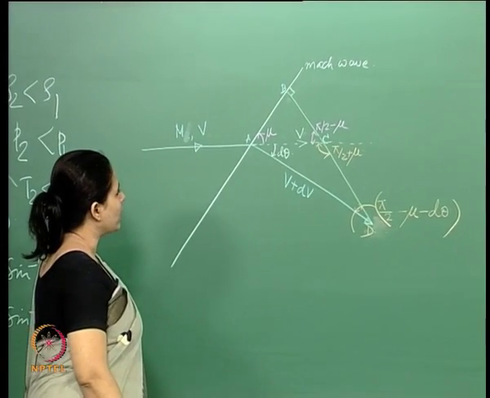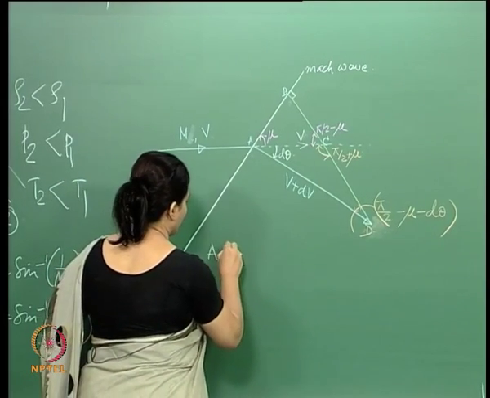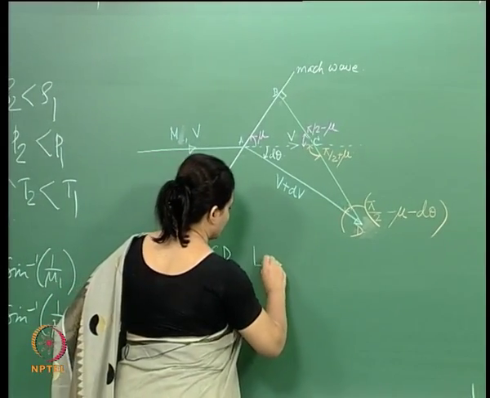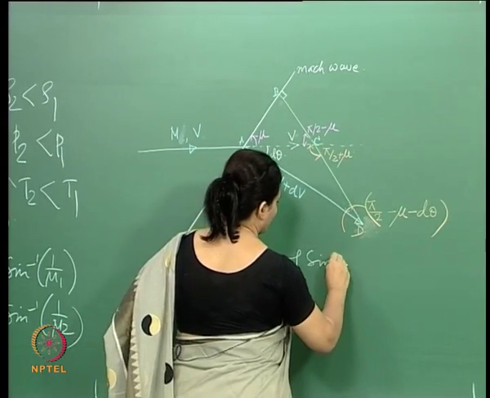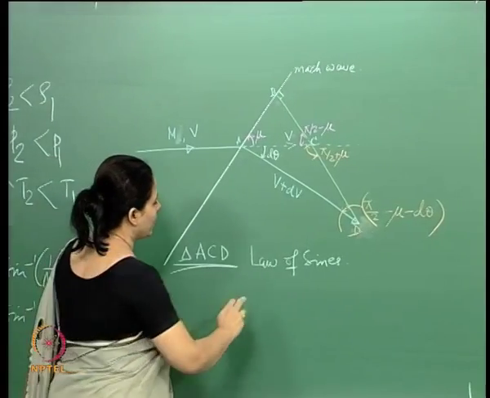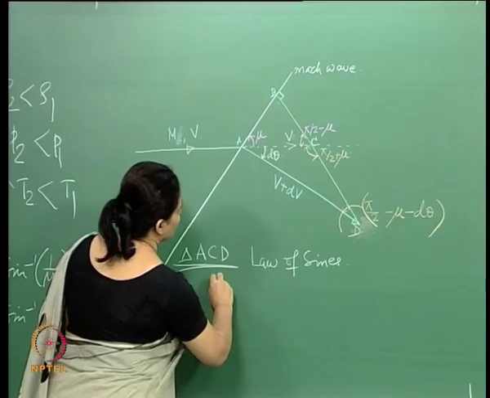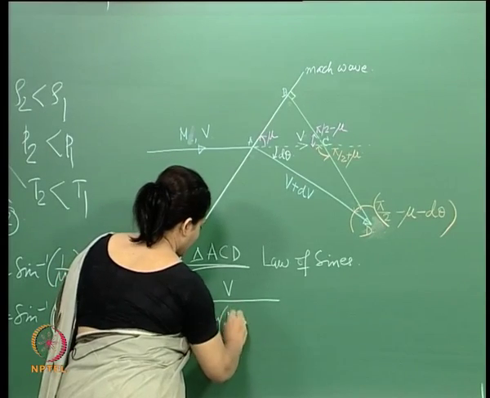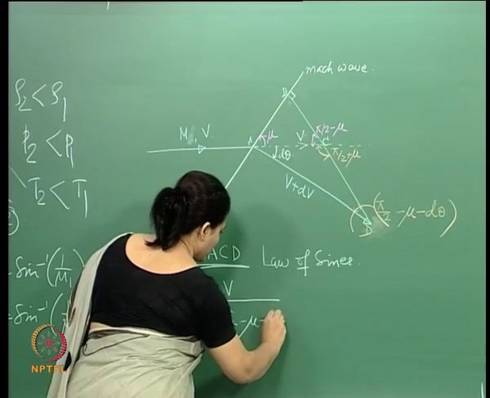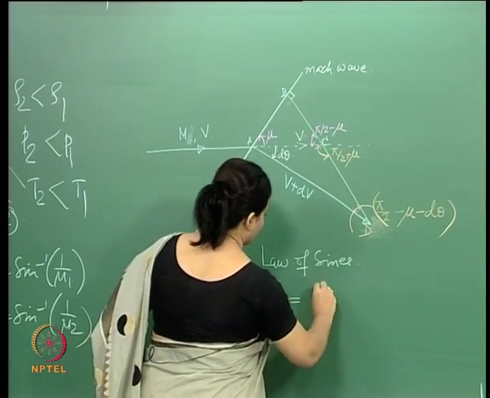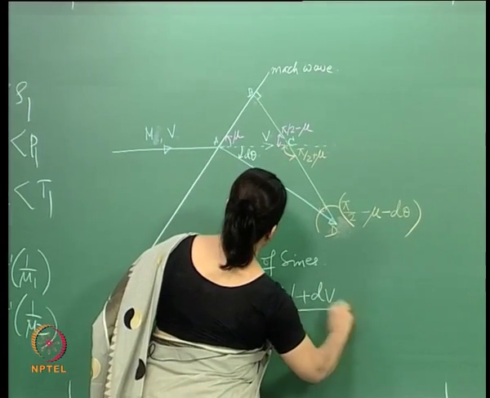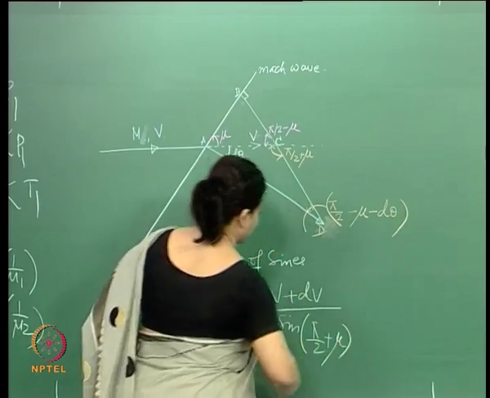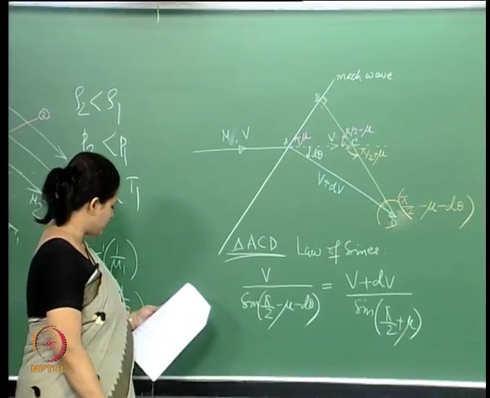Now, let us consider the triangle ACD. Look at the triangle ACD. If I do that and use the law of sines, this is from basically the math, right. So, if I use the law of sines, what we get is v by sine of pi by 2 minus nu minus d theta is equal to v plus dv by sine of pi by 2 plus mu, right. This is what we get.